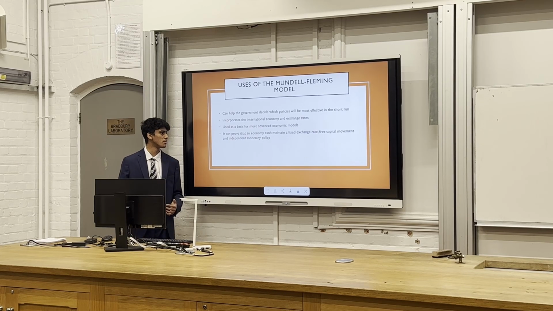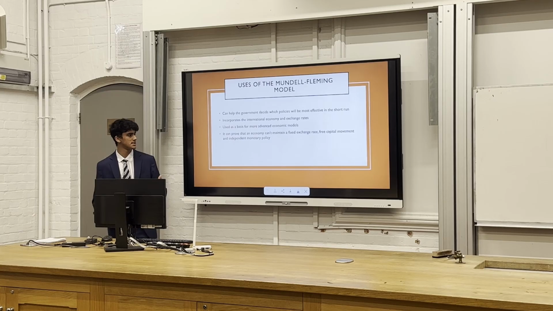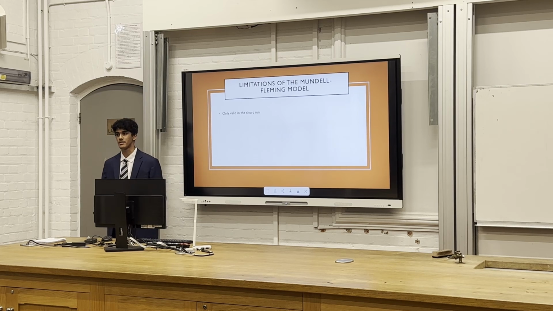It can prove that the economy can't maintain a fixed exchange rate, free capital movement, and independent monetary policy, and you can prove that graphically. There are a few limitations, however. The first one is that it's only valid in the short run, so as you'll have noticed, it doesn't account for inflation at all, and it doesn't account for unemployment.